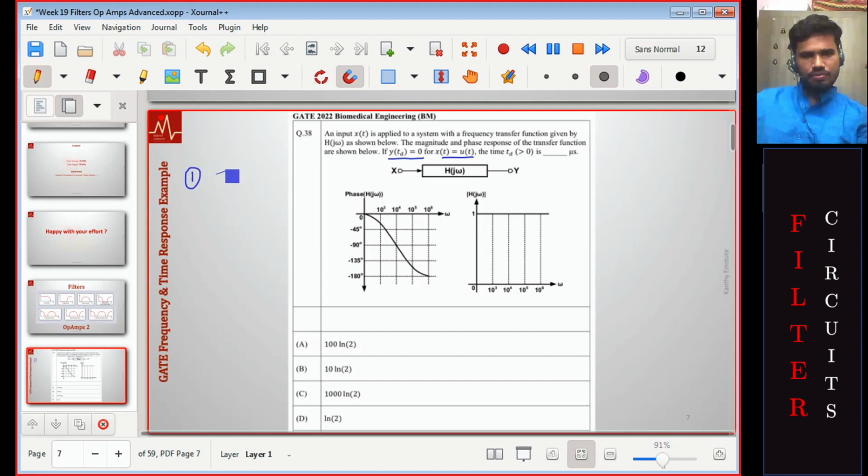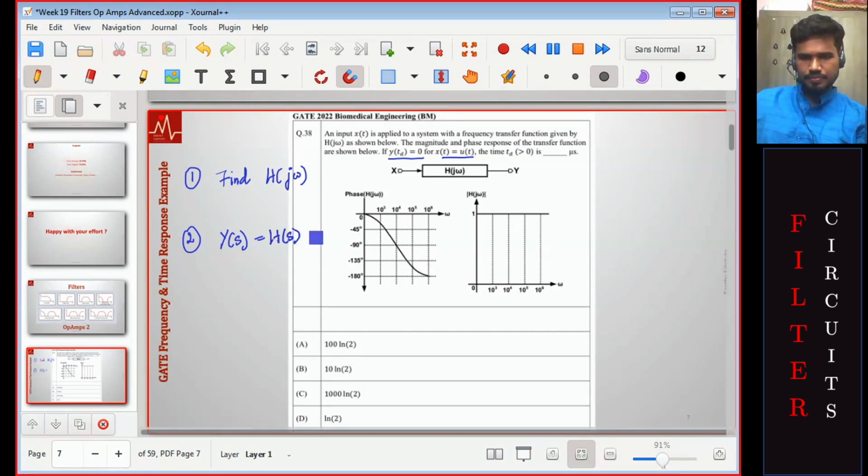First is find the form of H of omega. Once you know H of omega, or H of j omega, however you want to call it, let's be consistent with the notation on the page: find H of j omega. Second is find Y of s. This is just H of s times X of s. Then if you take the inverse Laplace transform, you can find y of t, and set that to 0, and find that time.